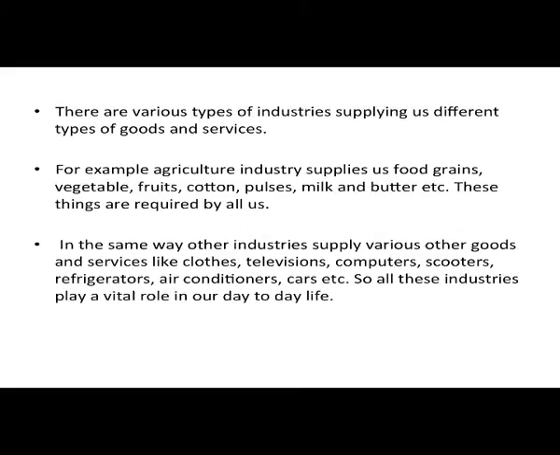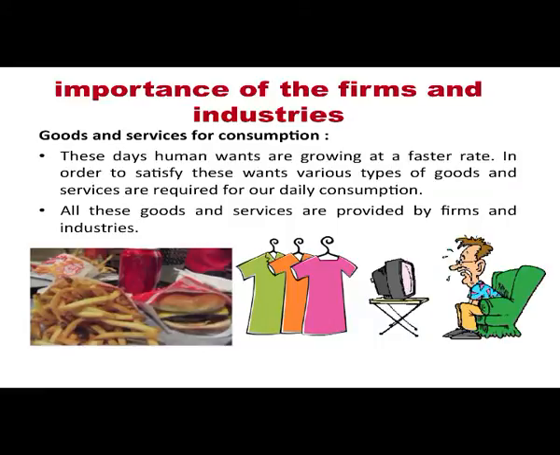There are various types of industries supplying us different types of goods and services. For example, agriculture industry supplies us food grains, vegetable, fruits, etc. These things are required by all of us. In the same way, other industries supply various other goods and services such as clothes, televisions, etc. Firms and industries have an importance in our daily life. This has to be understood.